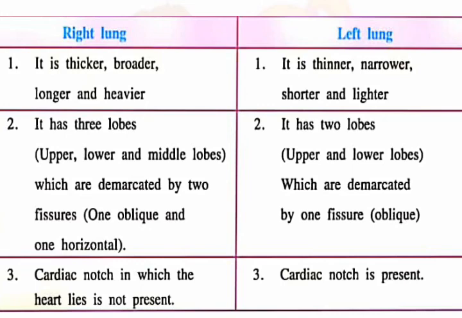There are 2 fissures in the right lung while there is only 1 fissure in the left lung. In the right lung, the cardiac notch is absent while in the left lung, the cardiac notch is present.